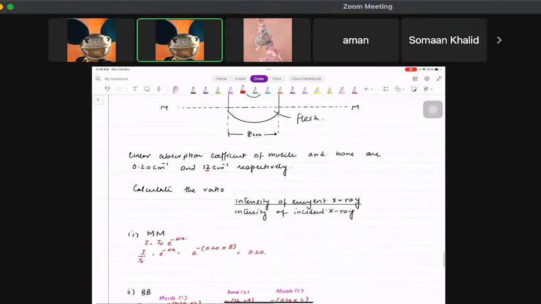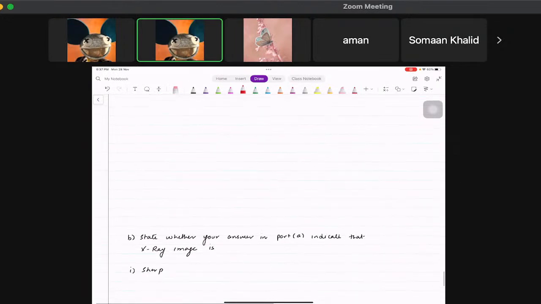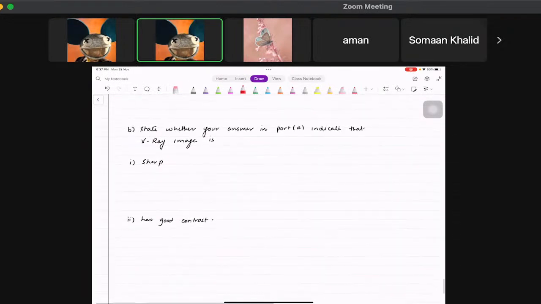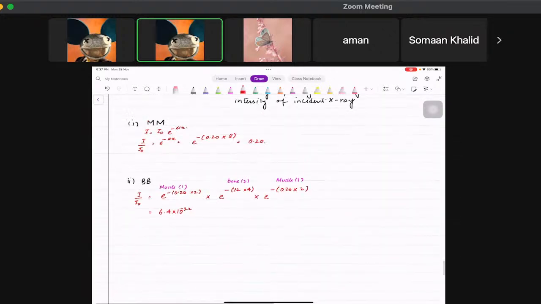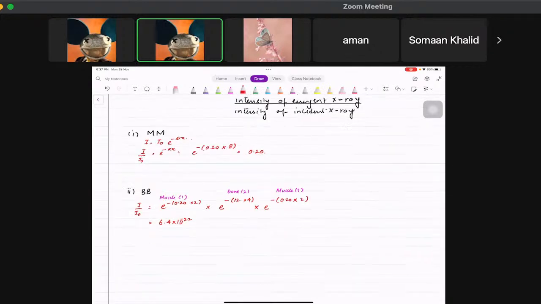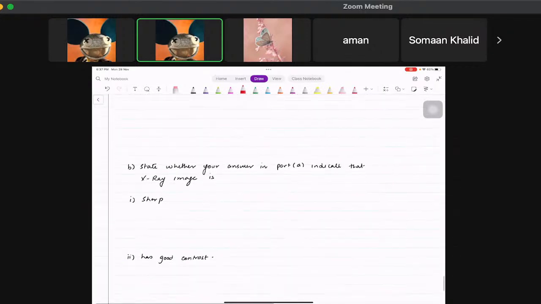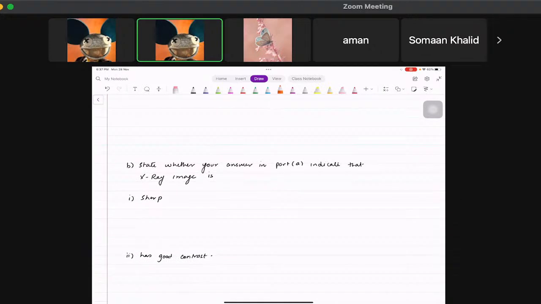Anyway, in the next part it says state whether your answer in part A indicates the X-ray image is sharp. Now, sharpness is related to how well defined the boundaries are, right? So the thing is that by absorption we cannot really tell about the boundaries. So what we're going to write here is that sharpness cannot be determined by the answers. Okay.